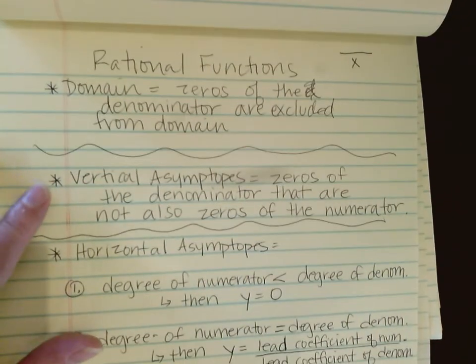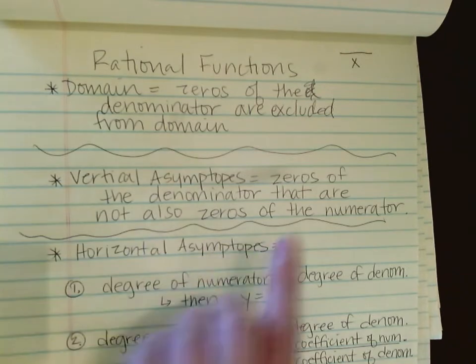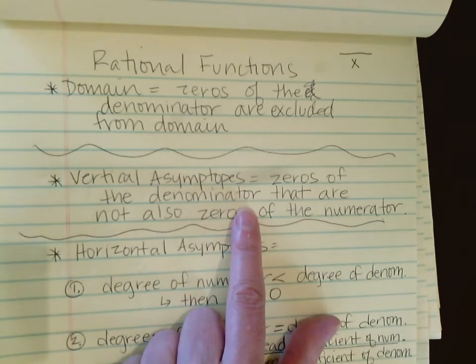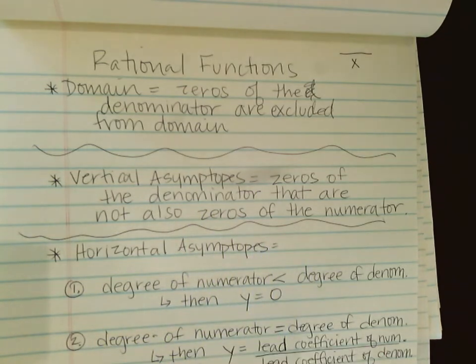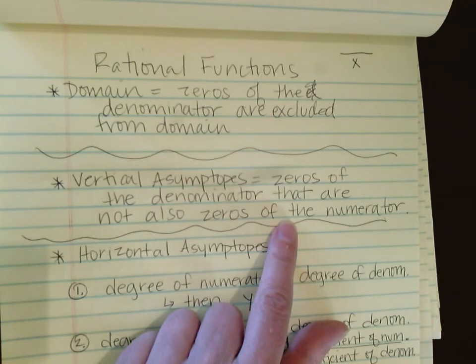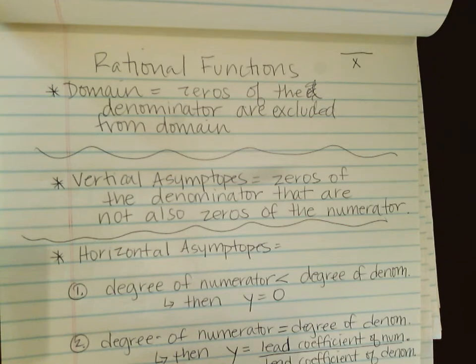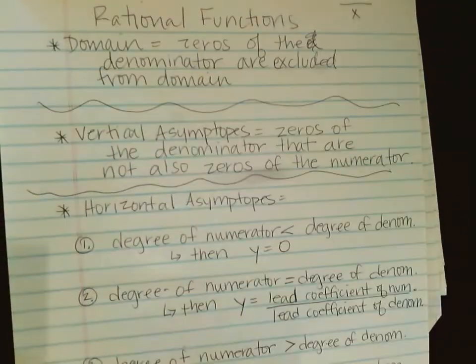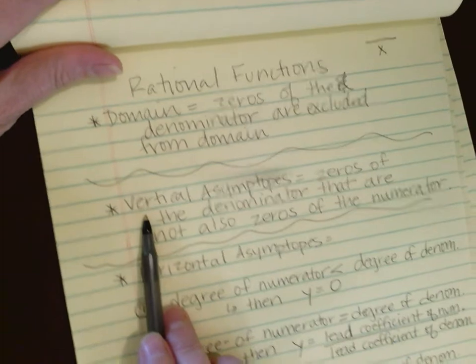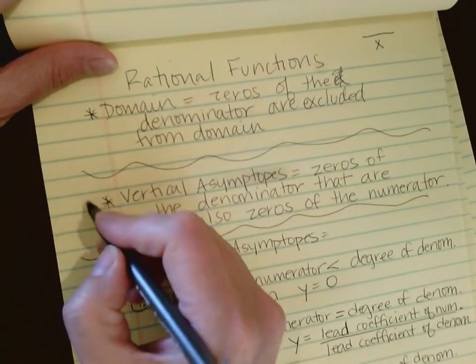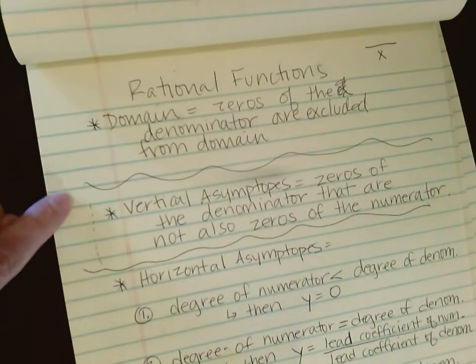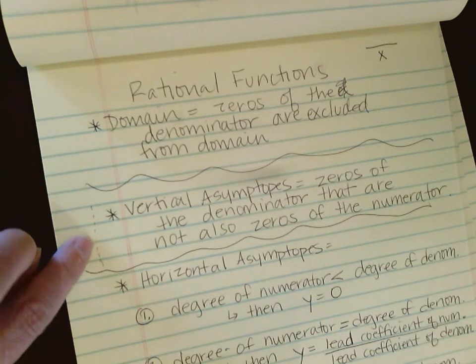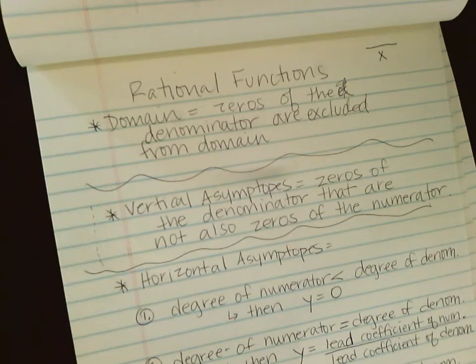The next term you need to be familiar with is vertical asymptote. Vertical asymptotes are also zeros of the denominator, as long as they are not also zeros of the numerator. So if you find a 0 of the denominator, it's going to be a vertical asymptote unless it is also a 0 in the numerator. Let me tell you what vertical asymptotes would look like. A vertical asymptote is an imaginary vertical line that the graph comes right up next to, but doesn't touch. It just comes right up next to it.